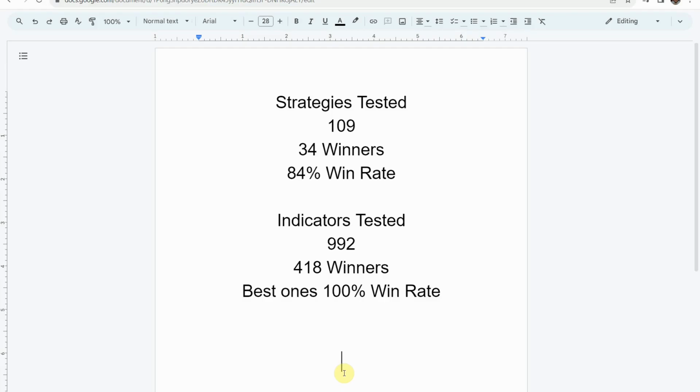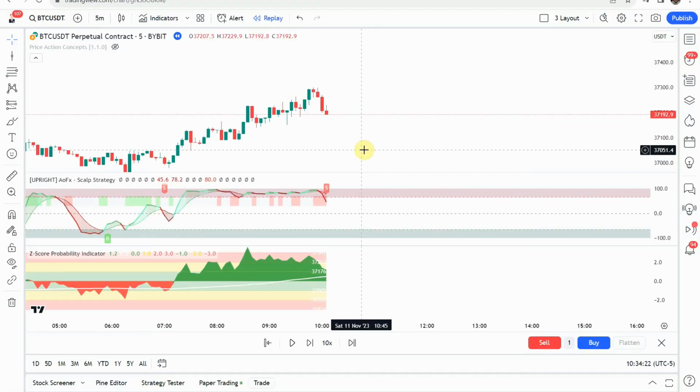We've also tested a total of 992 indicators, with 418 of them being winners. Now, keep in mind that we test most of these indicators and strategies on the Forex and crypto market, but they can be applied to just about any market and time frame universally. Okay, so today we are looking at a 5-minute crypto scalping strategy.